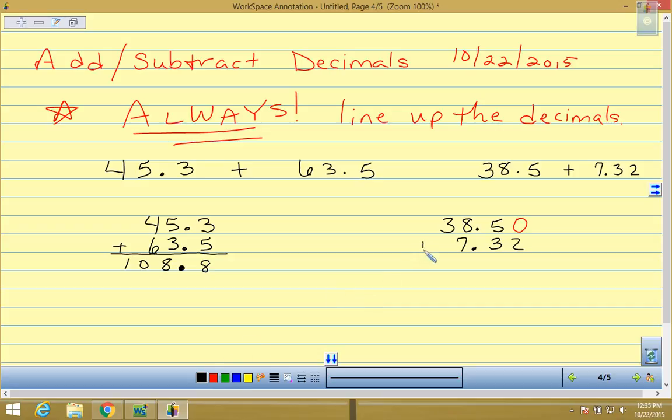With addition, it's a little bit easier to kind of ignore decimal or zeros being there or not being there. But when you have a subtraction problem, like if we change this to a subtraction problem, it would be really hard to think about solving this problem without this 0 being here. Okay? So I'm going to go ahead and bring that decimal down. And then I'm going to go through and add my 2 decimal numbers. So 0 plus 2? 2. 5 plus 3? 8. 8 plus 7? 15. And 1 plus 3? 4. Good work, guys.